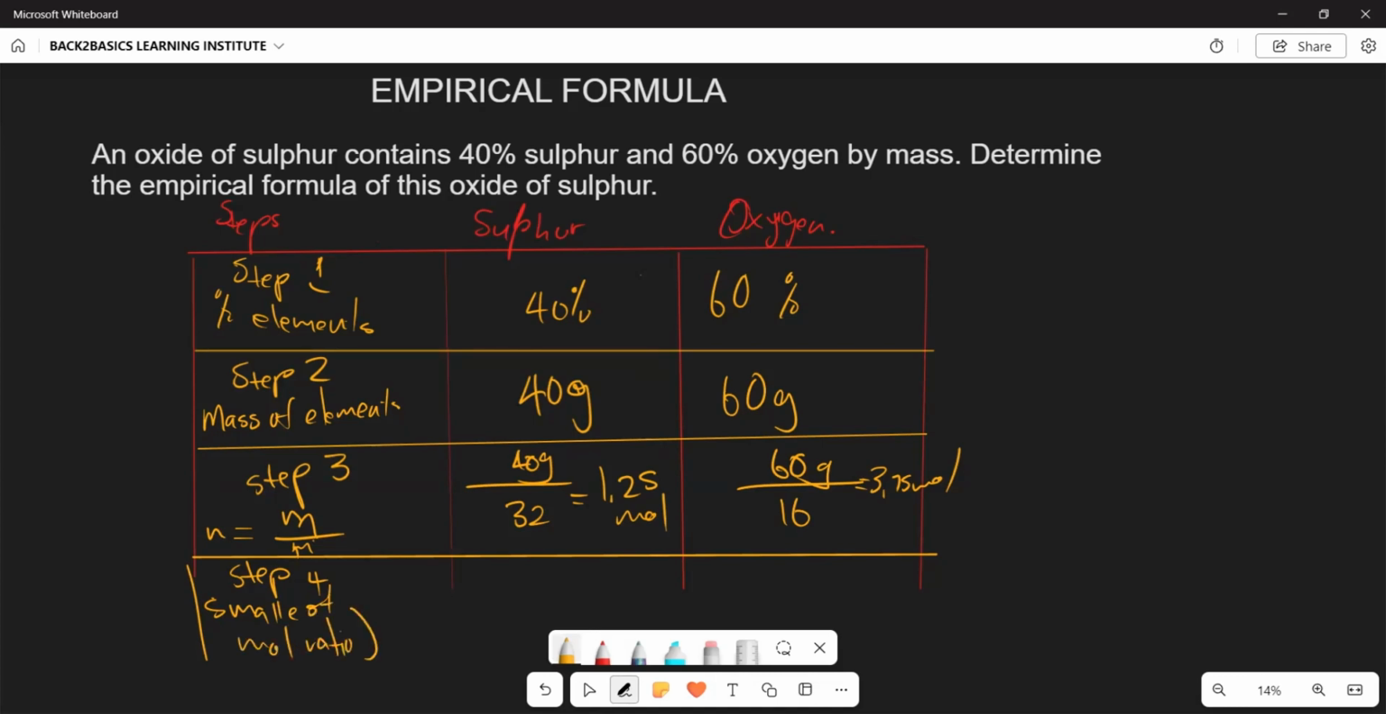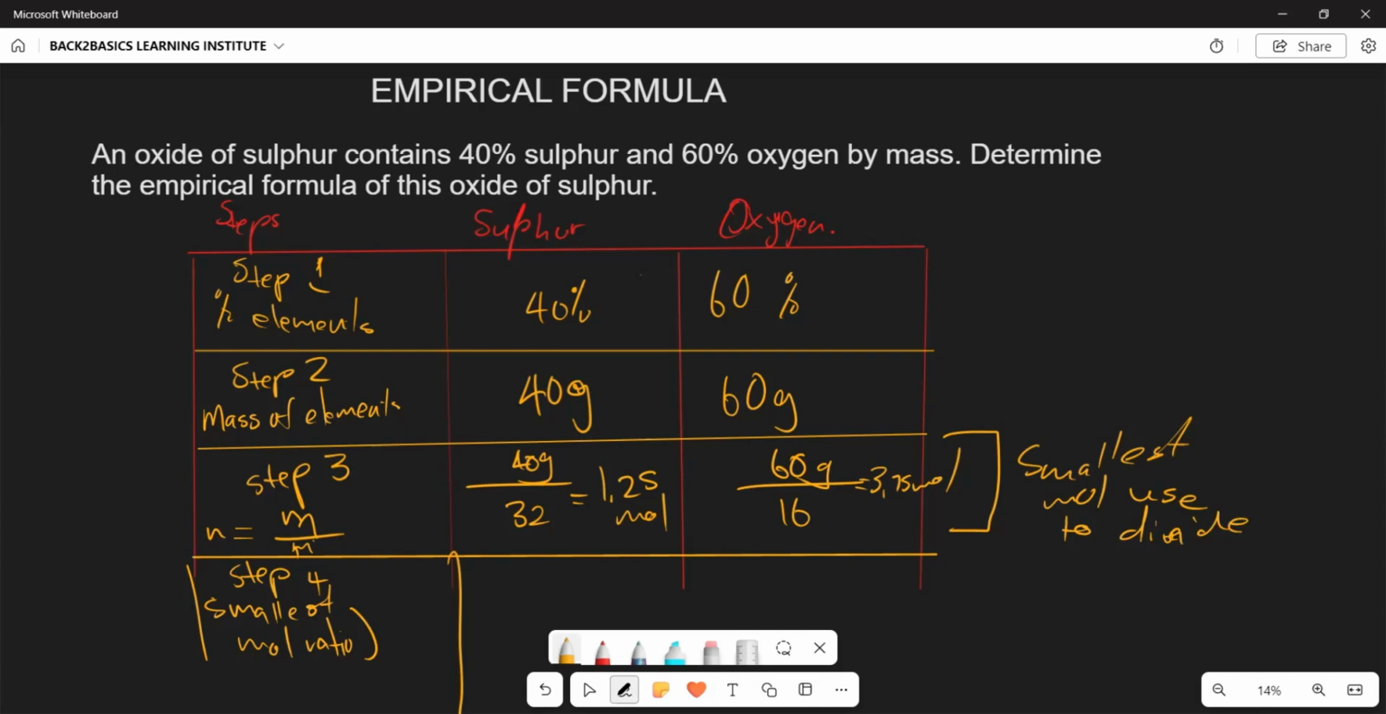Right? That's what we are going to do. So basically now, when we're determining the smallest mole ratio, we are going to come here in this block and look for the smallest mole. The smallest mole is the one that you use to divide. So you're going to use it to divide, and when you use it to divide, you are going to divide everything.